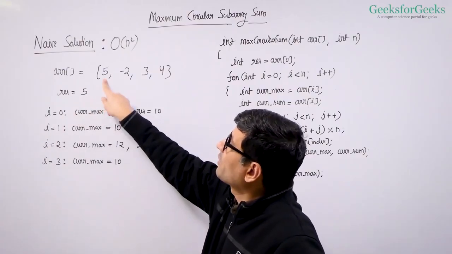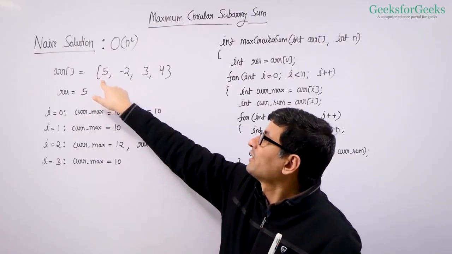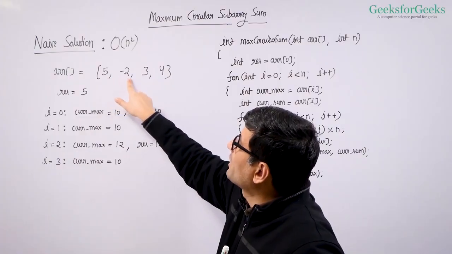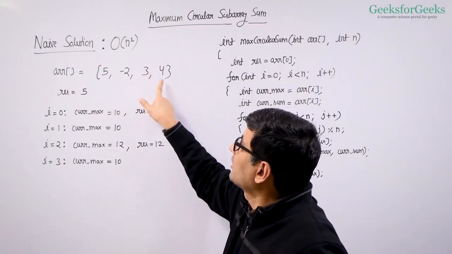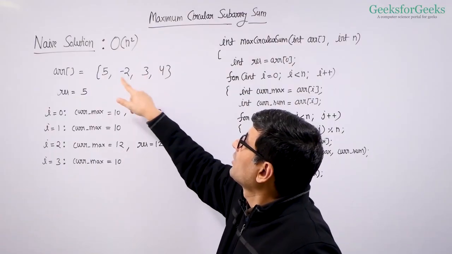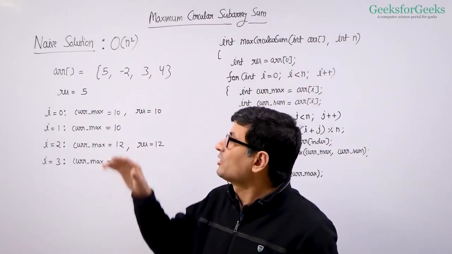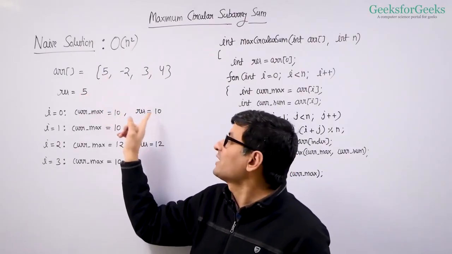For example, i equal to 0. The first subarray is array[0] itself, with sum 5. The second subarray is 5 minus 2, which is 3. The third subarray is 5 minus 2 plus 3, which is 6. The fourth subarray is 5 minus 2 plus 3 plus 4, which is the total sum, 10. So the maximum sum that we can get with 5 as the beginning of a subarray is 10.